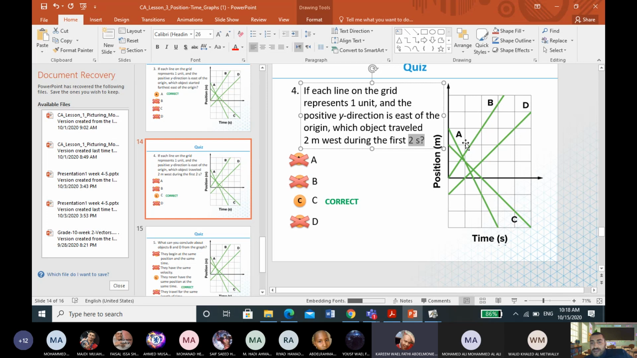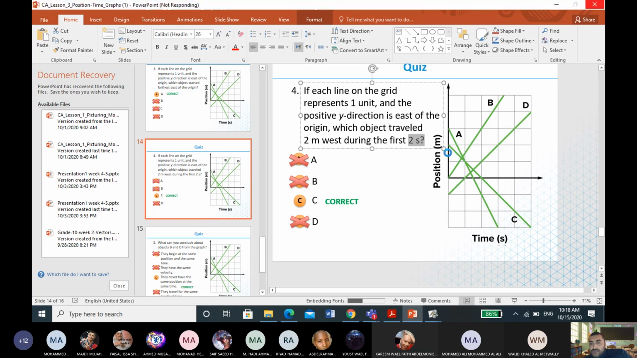No problem. I just want to know, at this point, this is C. So at this point at 2 seconds, where is the value? Where is the curve that goes 2 meters to west? Just 2 meters to west. So from here to here is 2 meters to west. Okay, the y-axis is here.